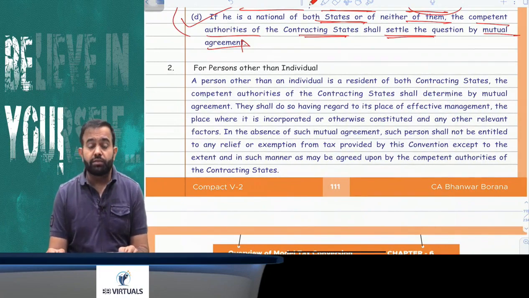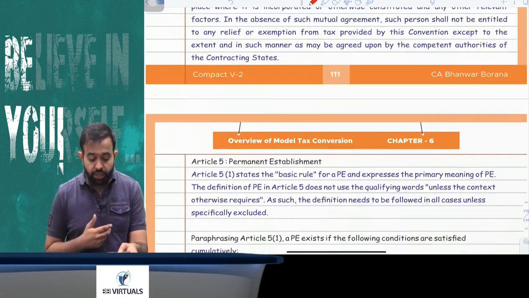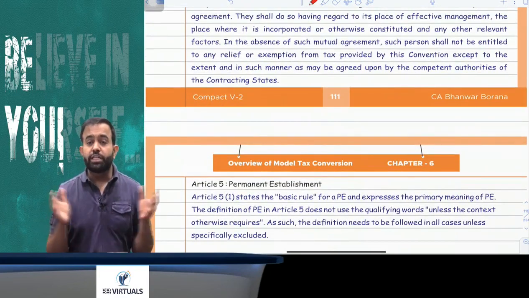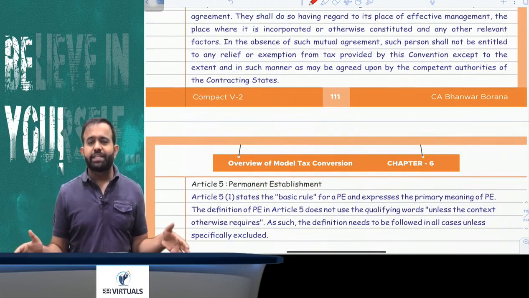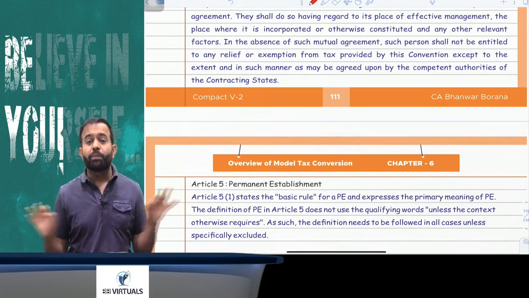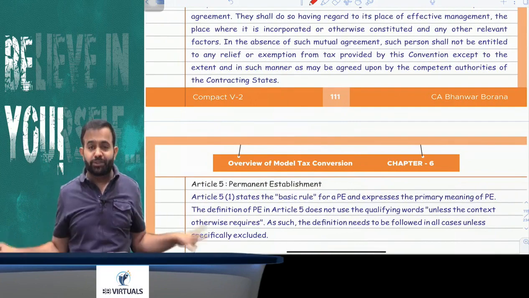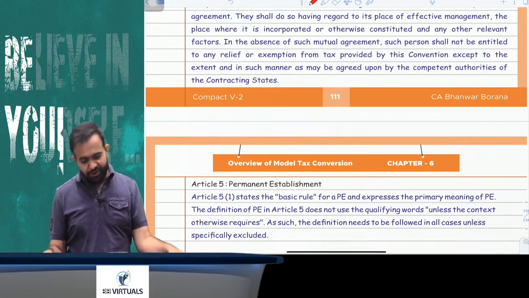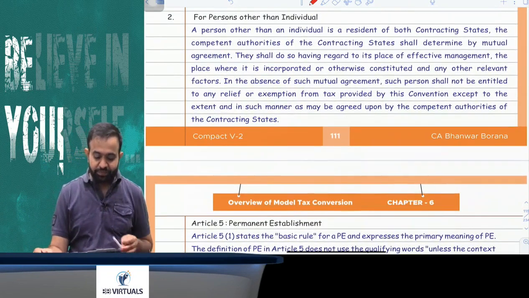So, sir, other than individual means company, partnership, firm and all. If they become resident of both the countries, then in that case their residential status will be settled by the competent authority, directly by the competent authorities. So all people, just pay attention.